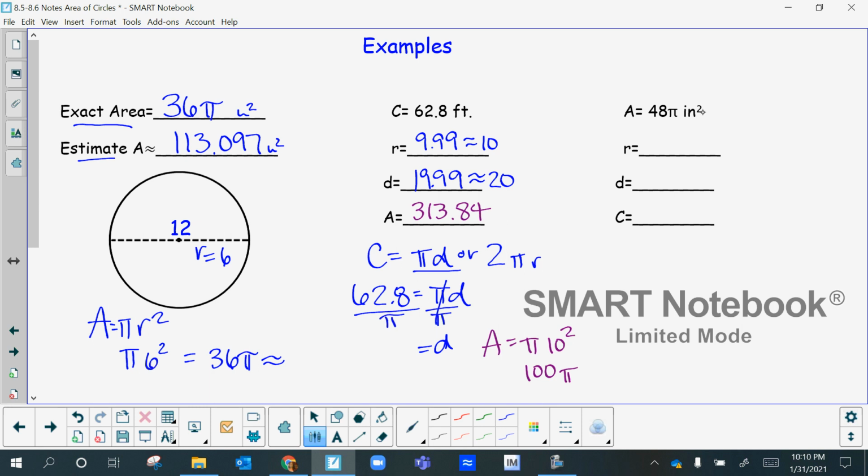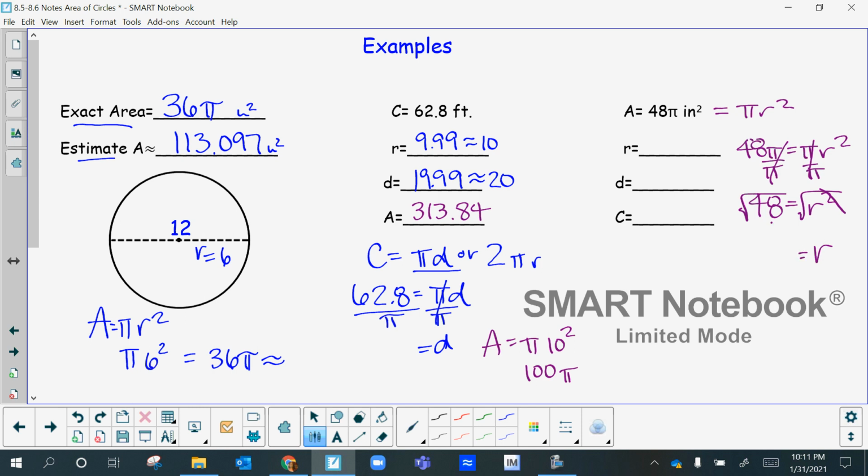Over here, they gave us the area and we need to solve for these measures here. So remember, that's equal to pi r squared. So if the area equals 48 pi and that equals pi r squared, I'm just going to write it again. 48 pi equals pi r squared. Well, if I divide by pi from both sides, look what happens. Those cancel out. So I have 48 equals r squared. And then I'm going to square root to get r by itself. That's how you get rid of the squared.